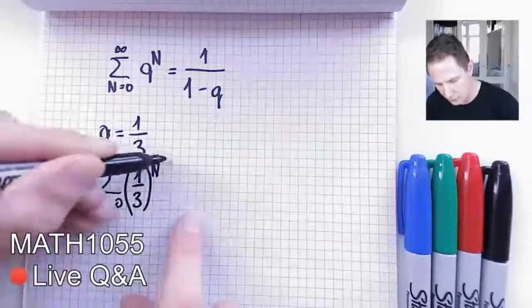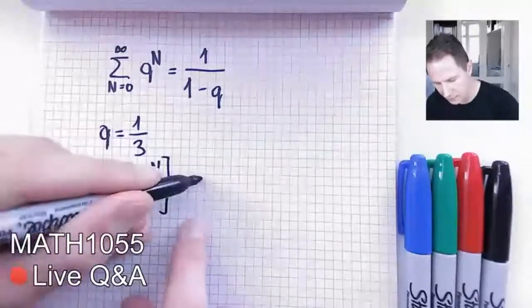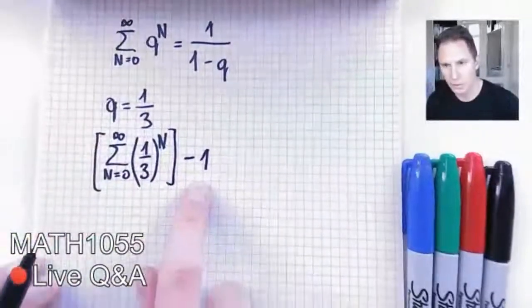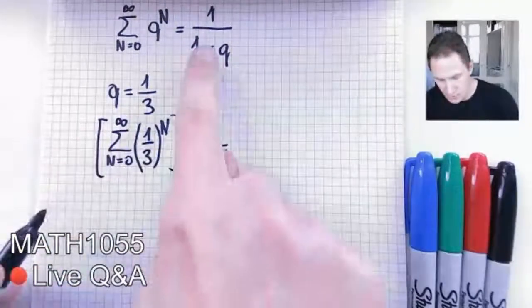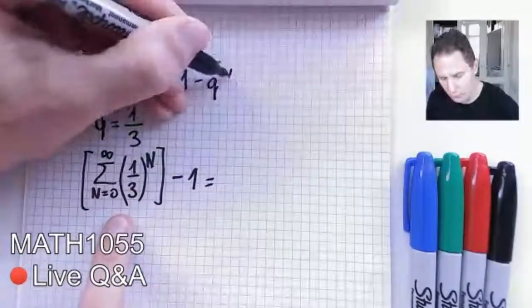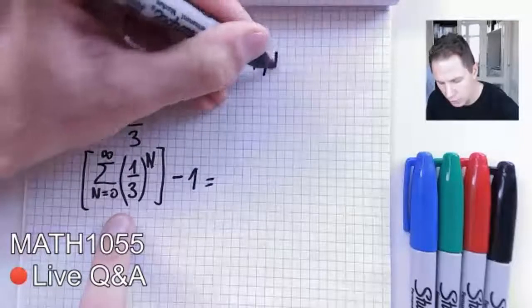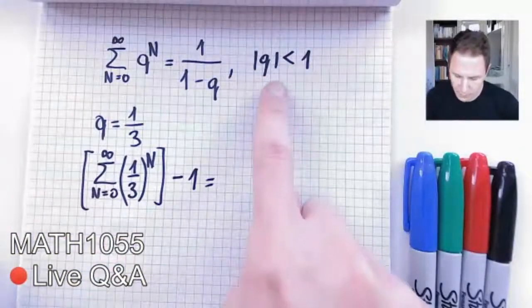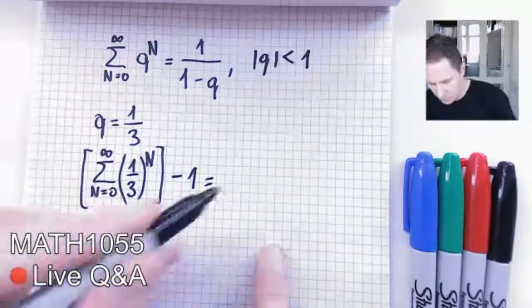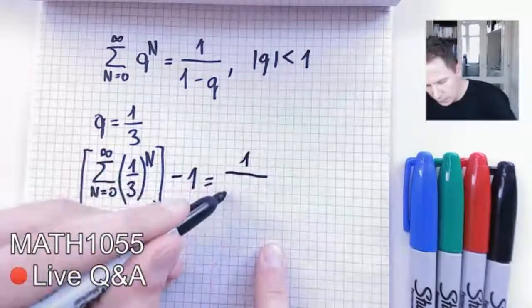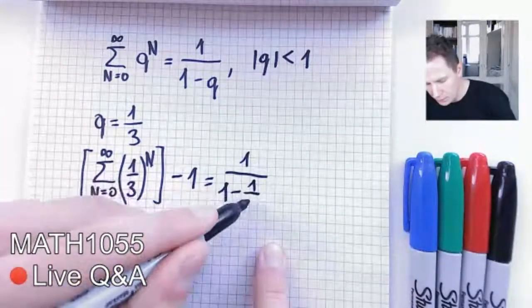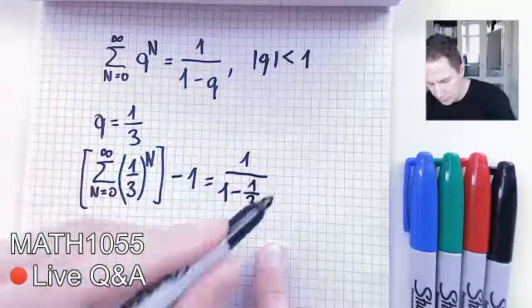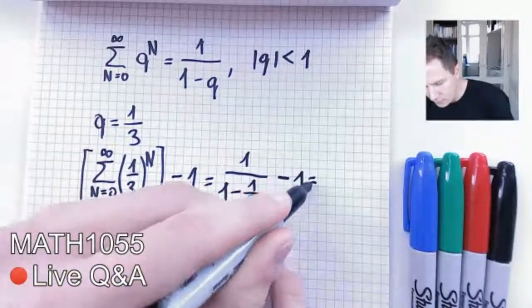But then let me just take this sum and subtract the first term, that is 1. Okay, so now I just use this formula. Again, this formula is only true if Q is between -1 and +1. So I use this formula, that's 1 divided by 1 minus 1/3. So that's 1 over 1 minus Q. Then I have to subtract 1.